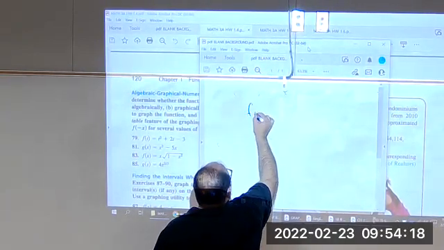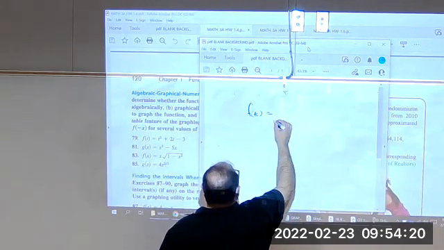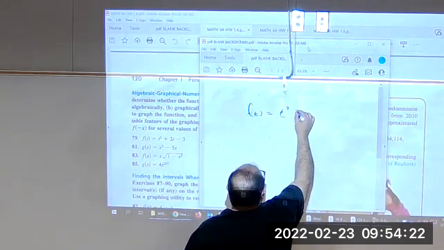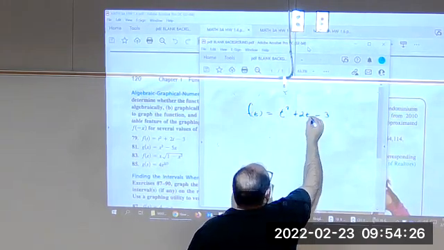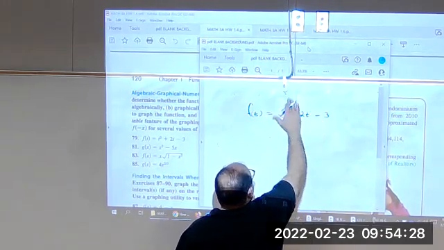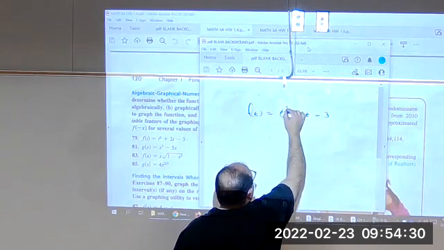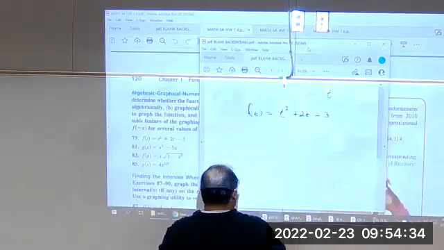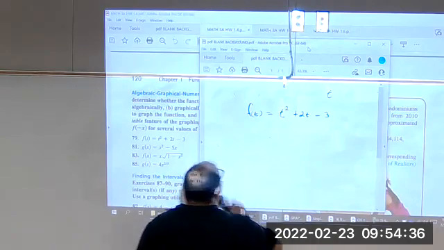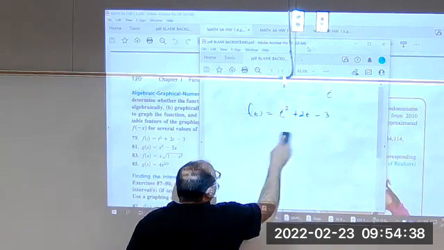So f of t is equal to t squared plus 2t minus 3. And make sure you start getting used to, whenever you have to use t as a variable, make your t's with a little hook to it, so you don't get them confused with pluses. Will save you a lot of misery.